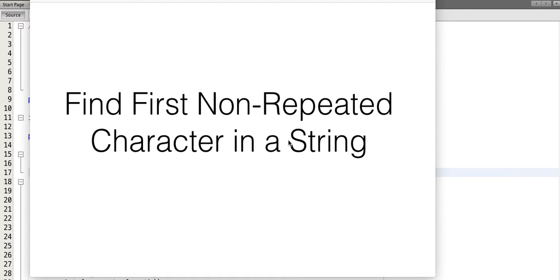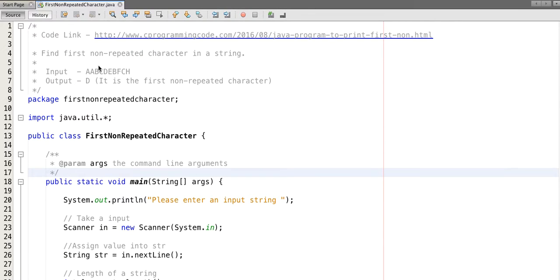Hello friends, in this tutorial we will see how to find a first non-repeated character in a string. So for example, let's take an input string AABCDEBFCH. In this string, if we see D is the first non-repeated character, so how to solve this problem?